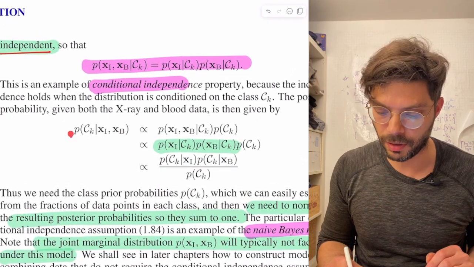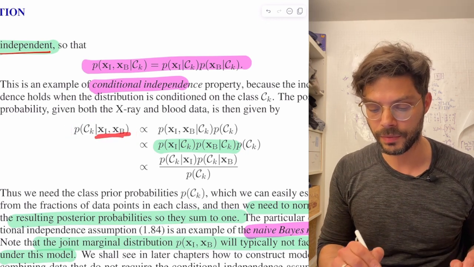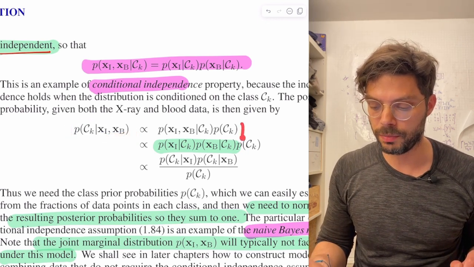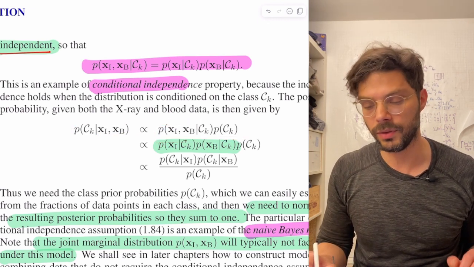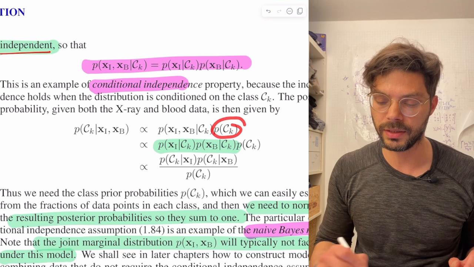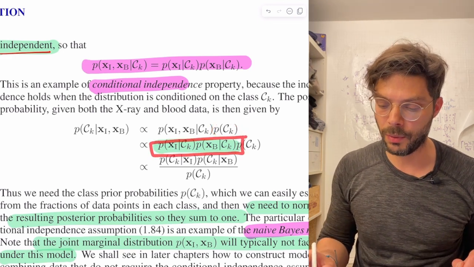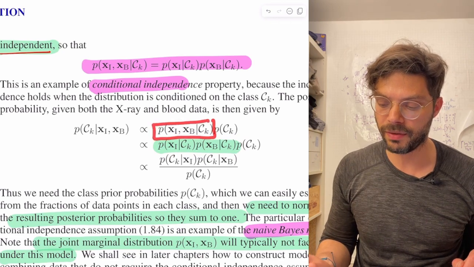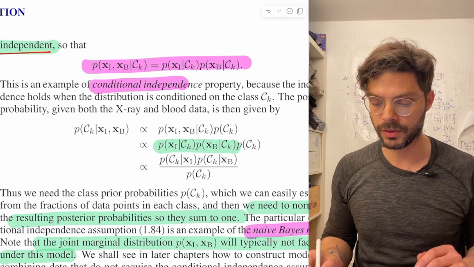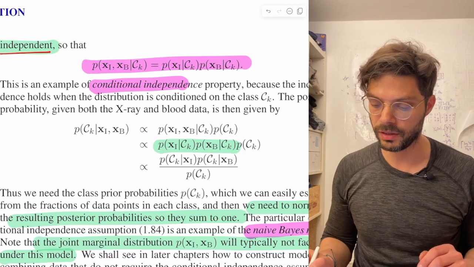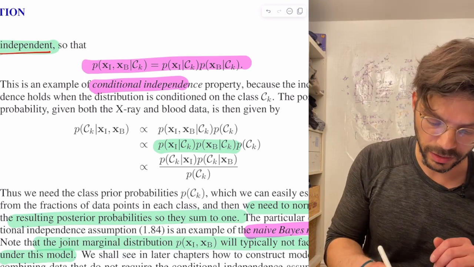So this is the probability we're interested in, the probability of having a disease given these two types of data. The very first thing we do is apply Bayes' rule, and we say this is proportional to the probability of those two test results given the class times the probability of the class, the prior on the class. And now here's where our assumption comes in. Now we say this joint probability factorizes into a product of the individual probabilities of the different test results, multiplied by the prior distribution. And now let's actually write that out.